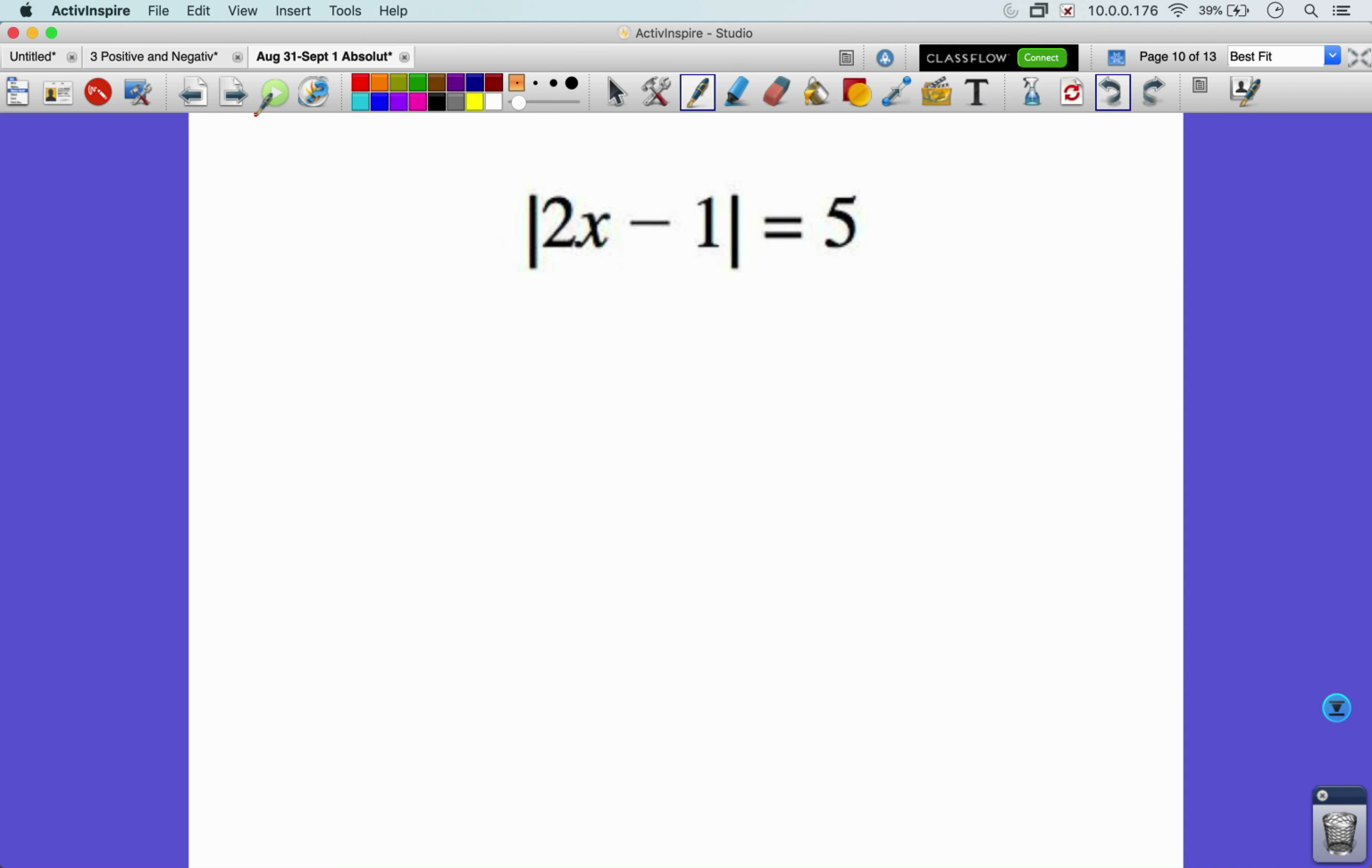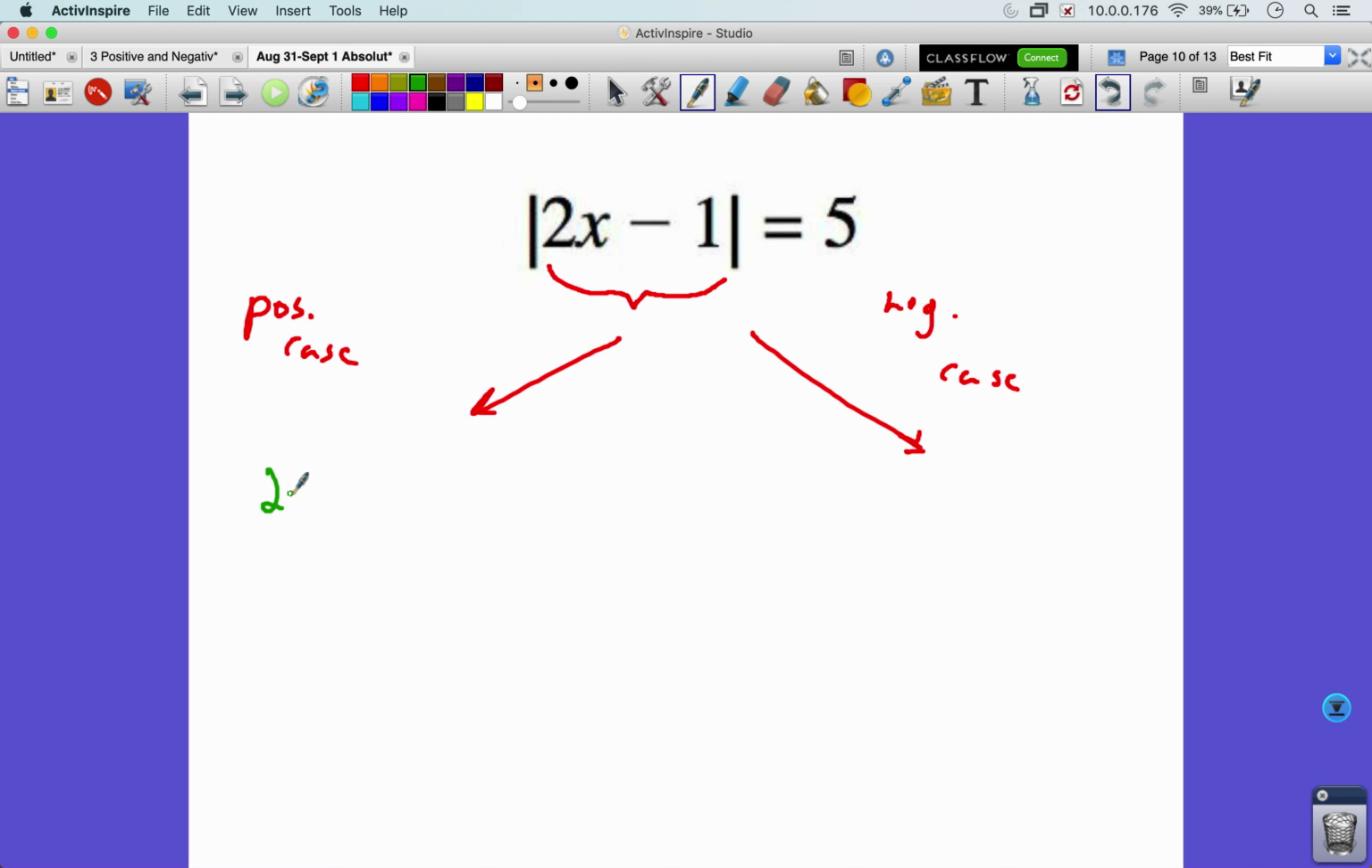All right, what if we've got a full expression inside of our absolute value brackets? To deal with this, we need to consider that the piece in here could be positive or negative, depending on what x is. So we're going to split it into the positive case and the negative case. In the positive case, the value inside there is positive, so the brackets don't have a job to do, so we drop the brackets.